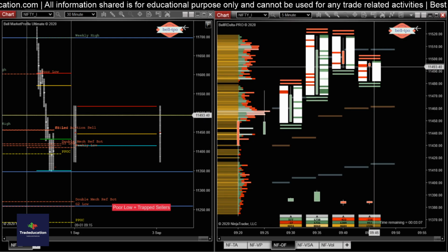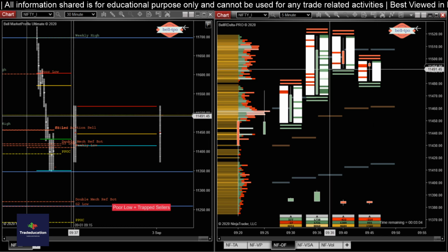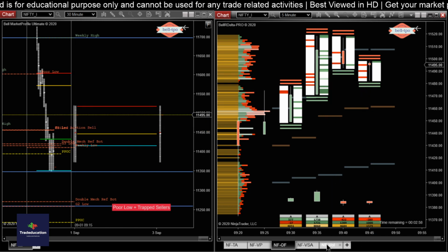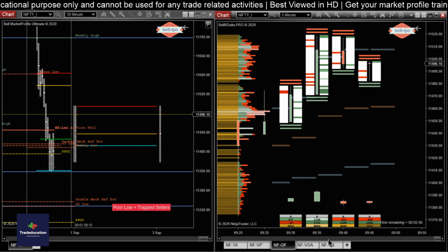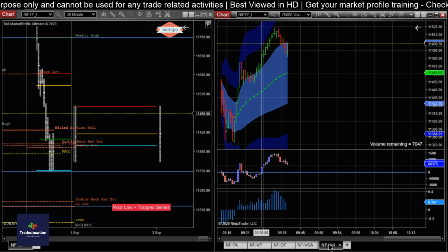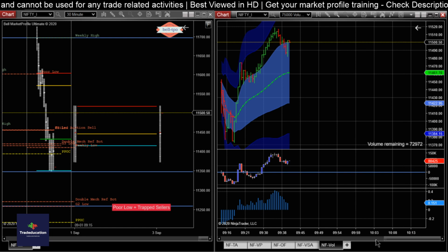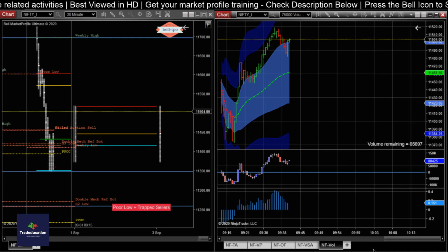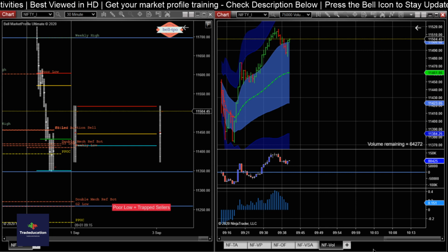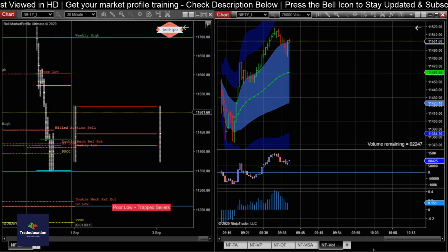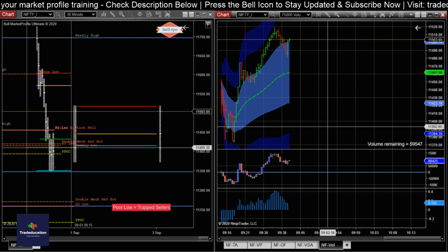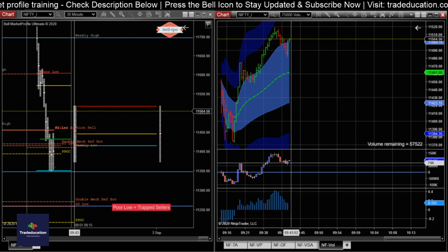Good sellers, so sellers are getting absorbed, good buyers. So basically this is where stacked buyers are there and they are currently absorbing the entire supply. Delta is turning flat. So it went above one standard deviation. Delta is now turning positive.